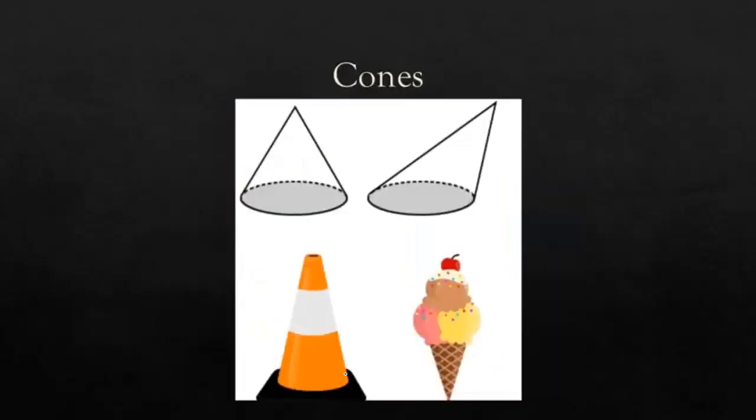We have cones. And most of the time we think of cones as straight up and down with the point right over the center, but we can actually have oblong cones that aren't quite centered. We think of traffic cones, we think of ice cream cones. It's the favorite kind of cone.